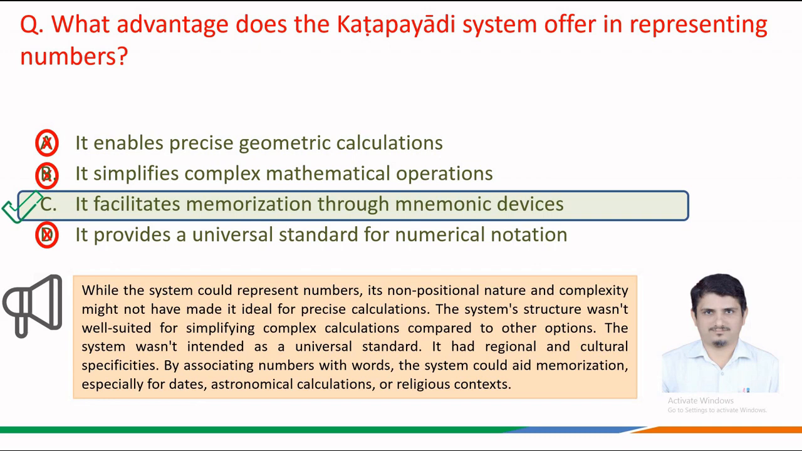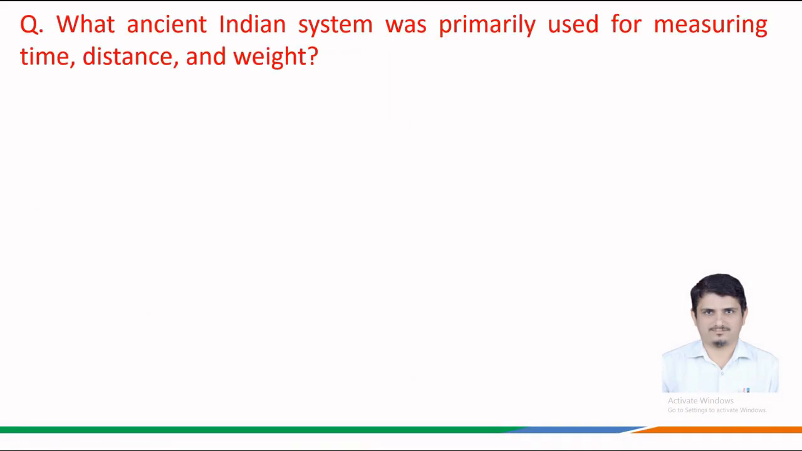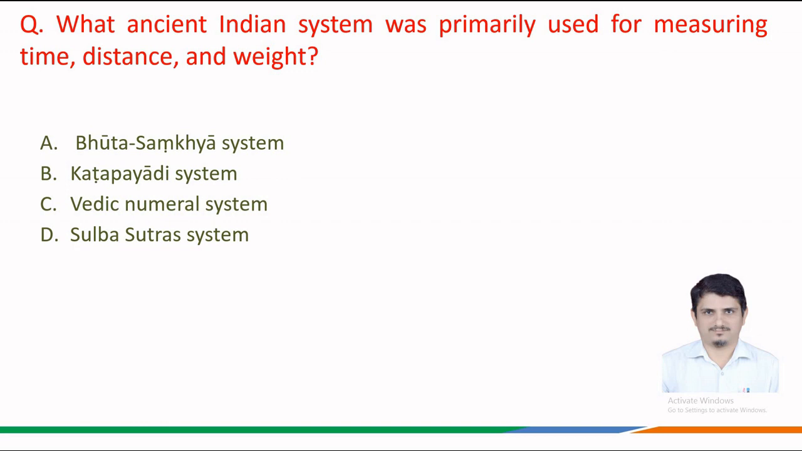that is option C. The next question is, what ancient Indian system was primarily used for measuring time, distance and weight? The given options are option A, Bhuta Sankhya system, B, Katyapadi system, C, Vedic numeral system, D, Sulba Sutra system.